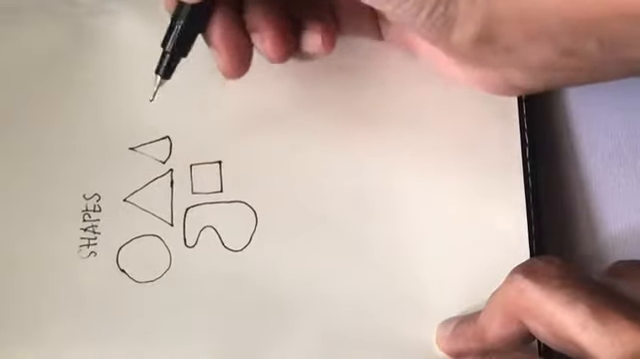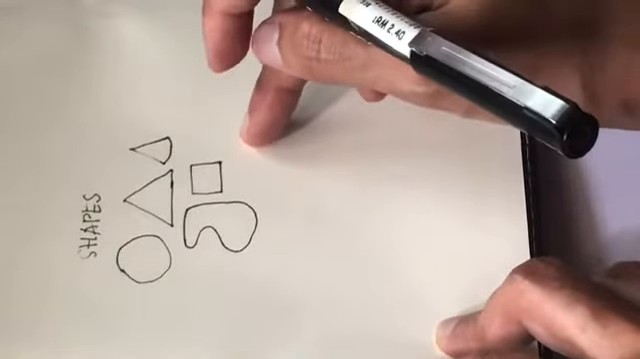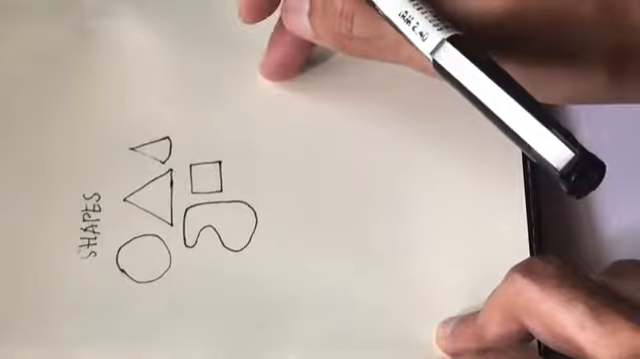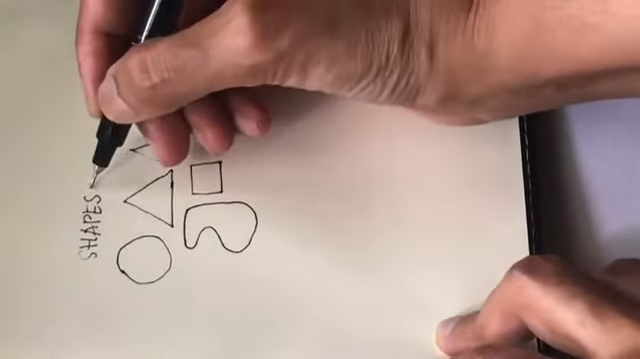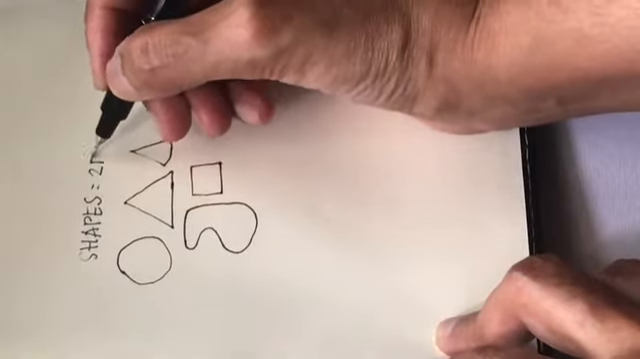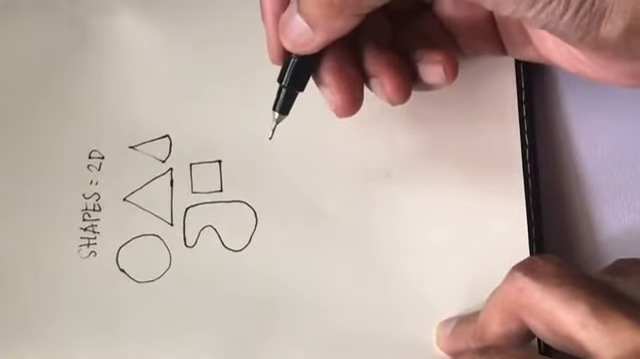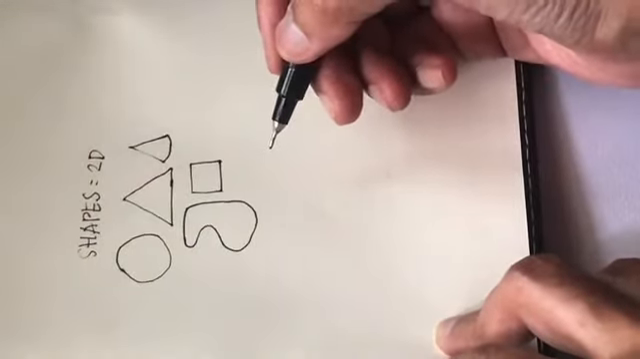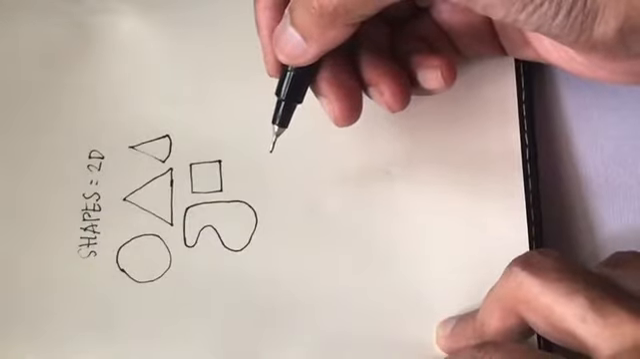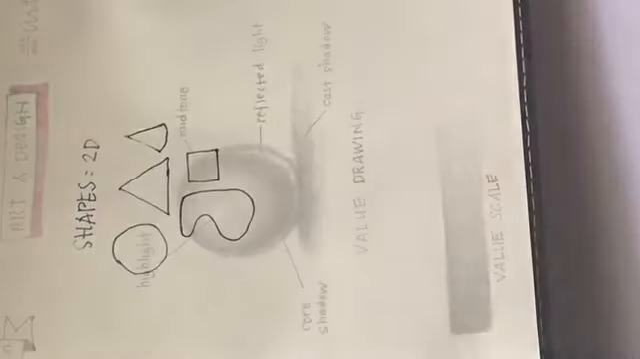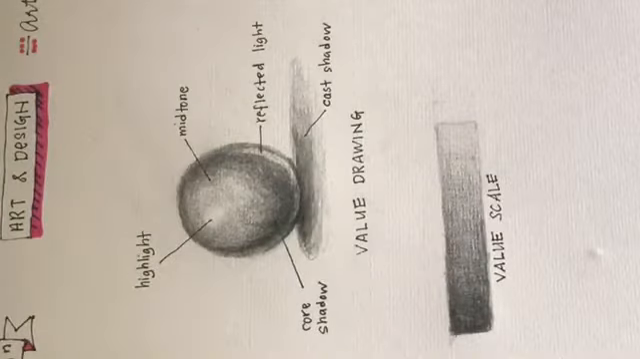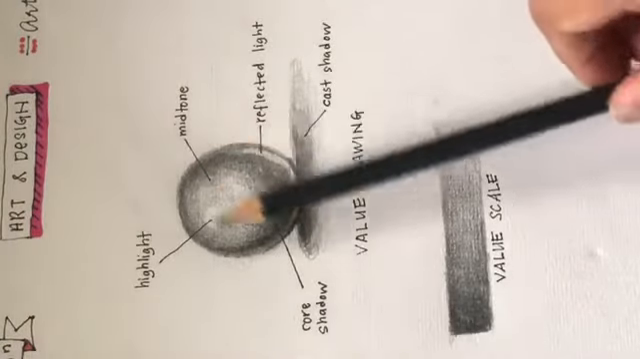And from here, we are going to give them an illusion of form. Shape is two-dimensional, while form is three-dimensional. How to create that form is when you apply value or shading. So to create an illusion of form from shape is when you add shading.